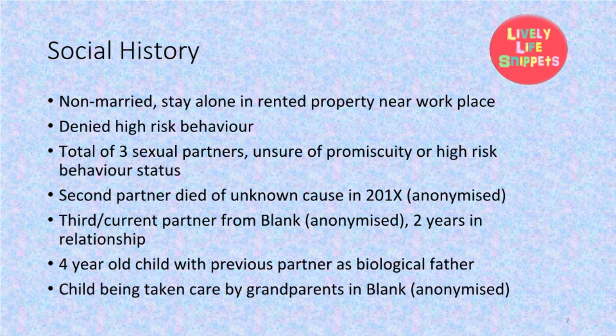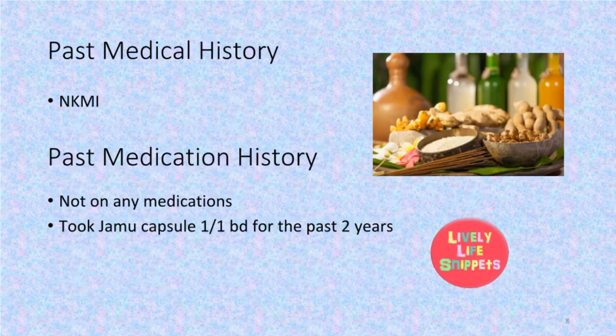Her third or current partner is from an anonymized place to protect the patient's confidentiality. They had been in the relationship for 2 years. She had a 4-year-old child with a previous partner as the biological father. Her child was being taken care of by grandparents in an anonymized place. She claimed to have no known medical illnesses. She was not prescribed any medications or self-purchased any medications from retail pharmacies.